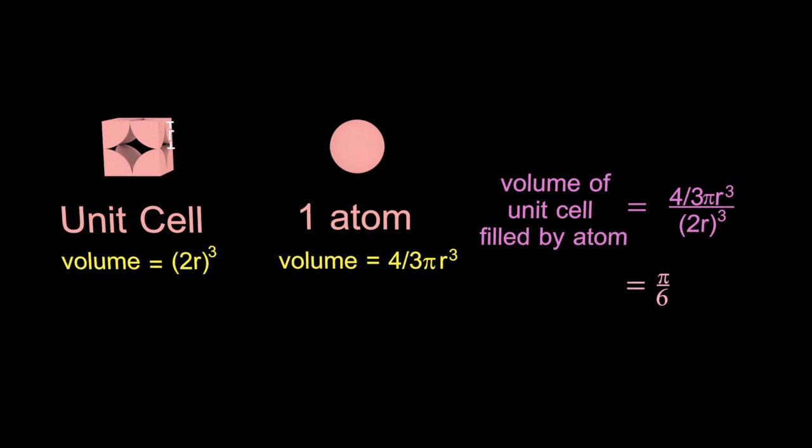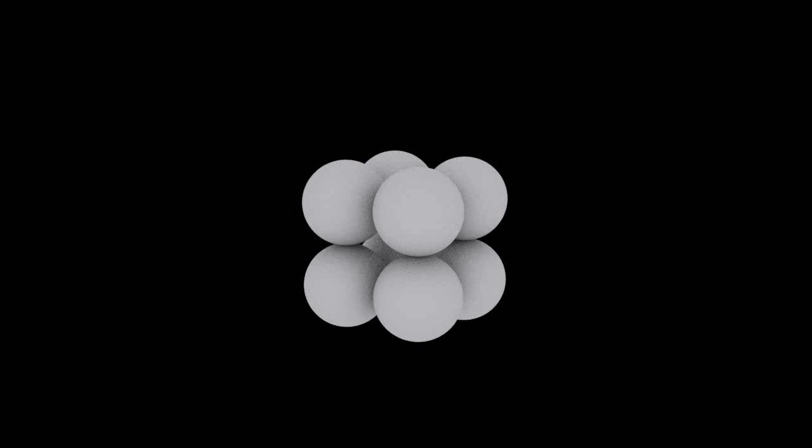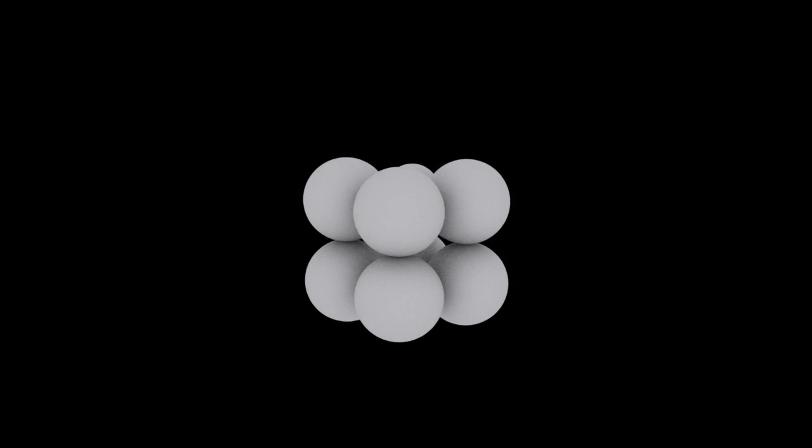And in terms of percentages, 52.3% of the unit cell contains matter from the atoms, and 47.7% is empty space. You can also draw this unit cell in this dot fashion, which frankly is easier to draw, but less informative than the model we saw before.